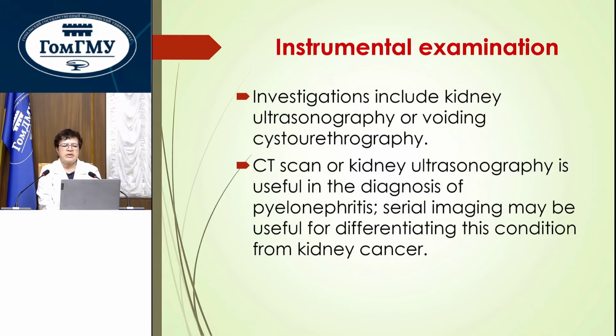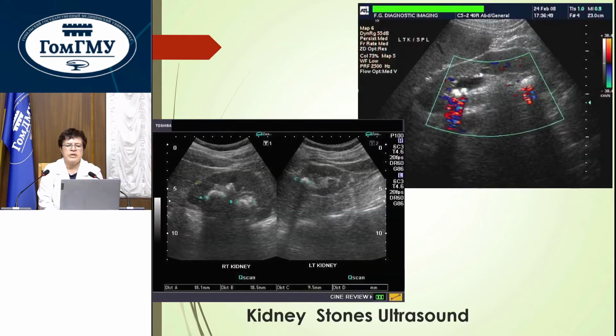Instrumental investigation. Investigations include kidney ultrasonography or voiding cystourethrography. CT scan or kidney ultrasonography is useful in the diagnosis of pyelonephritis. Serial imaging may be useful for differentiating this condition from kidney cancer. Kidney stones on ultrasound, you can see on this picture.